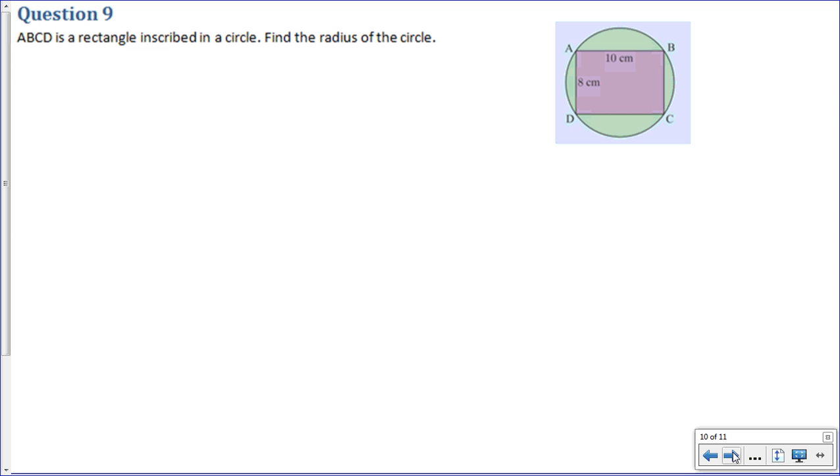So question 9, ABCD is a rectangle inscribed in a circle. To find the radius of the circle, one of the things I can draw straight away on this diagram is my diagonal across here. My diagonal I know goes through the centre of the circle. So that means my diagonal is going to be 2 times the radius, or it's going to be the diameter.